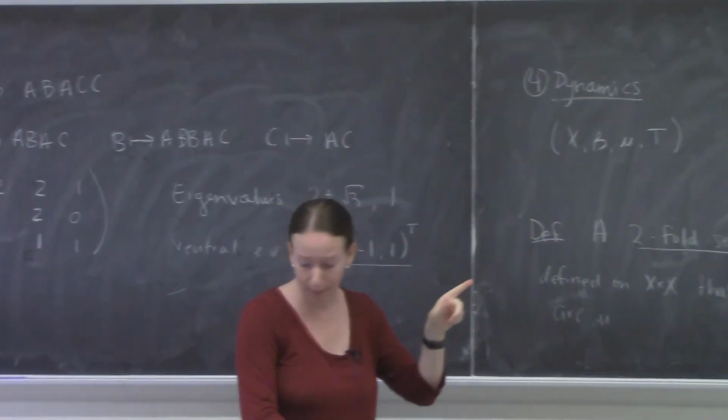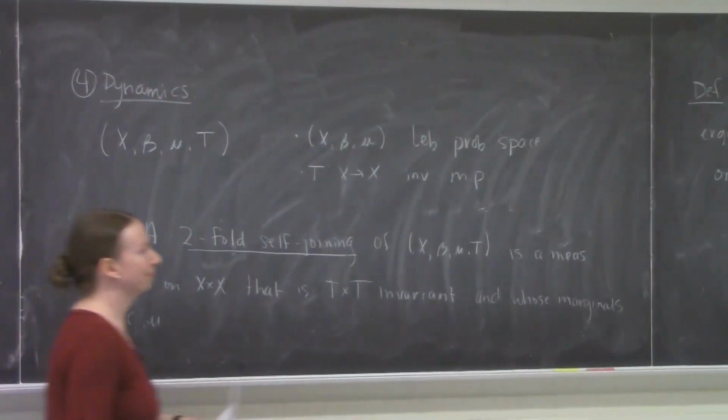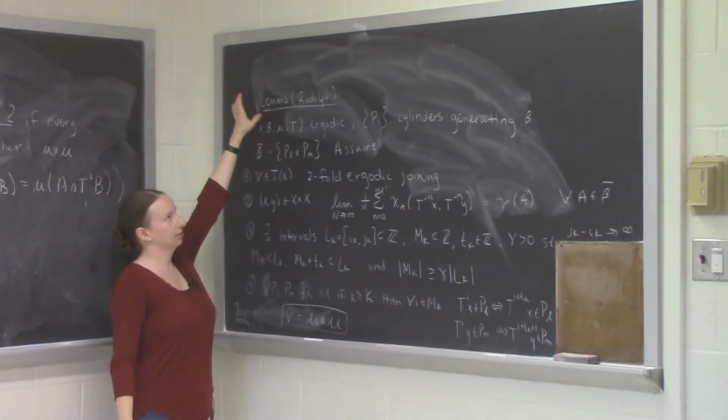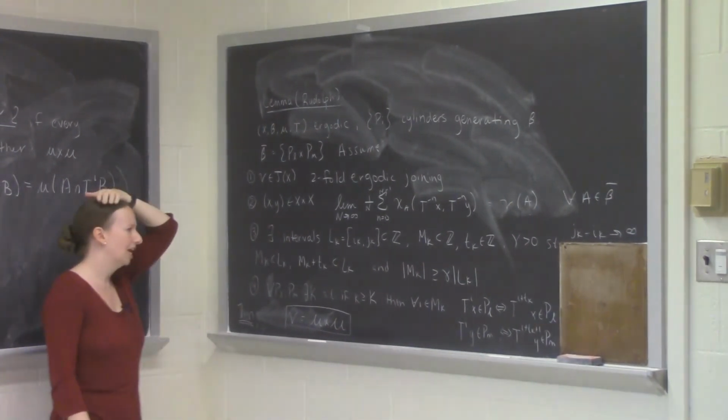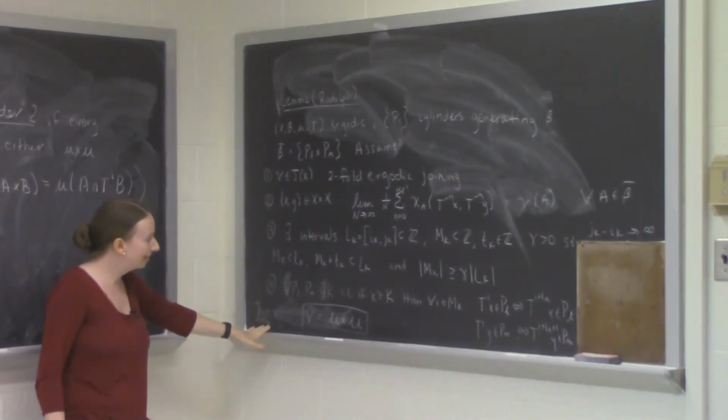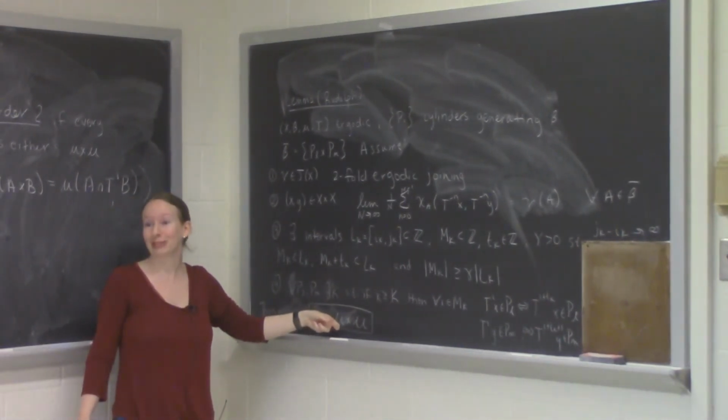So the theorem, or the lemma, is over here. This is a lemma by Dan Rudolph. It's in his dynamical systems book. There's a lot of hypotheses. There's four hypotheses. The conclusion says that you're a product measure, which is really great.